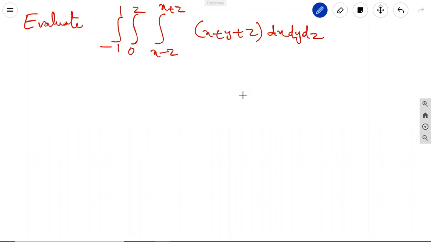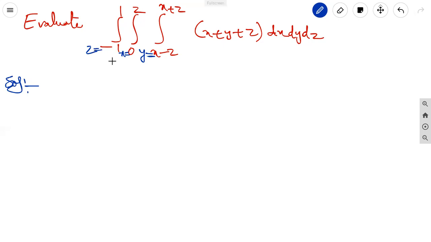Next problem, evaluate the triple integral, integral minus 1 to 1, integral 0 to z, integral x minus z to x plus z of x plus y plus z dx dy dz. Here we can observe the given integral limits. Xz expression means y variable is in xz expression. Then here z expression means x is in z expression. Then the last real values are z.